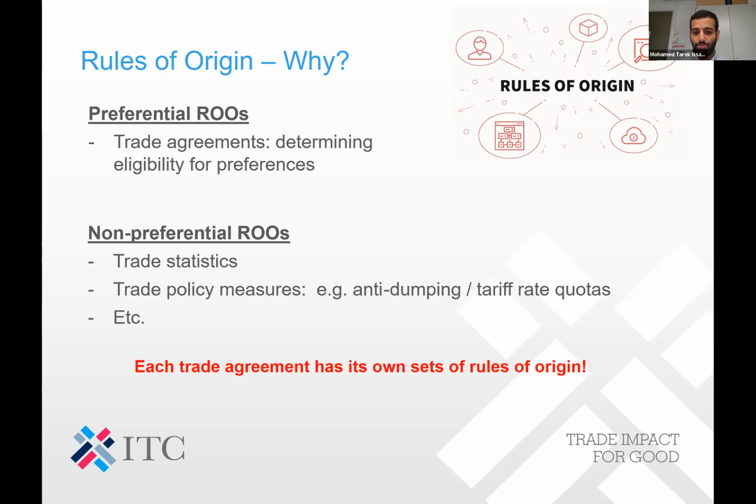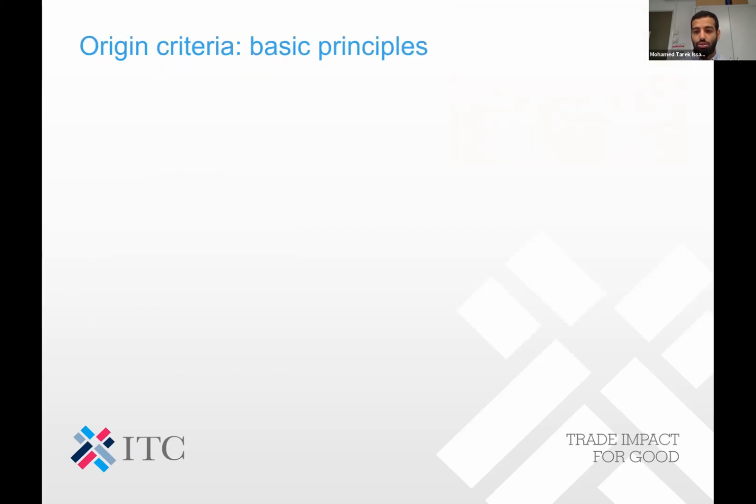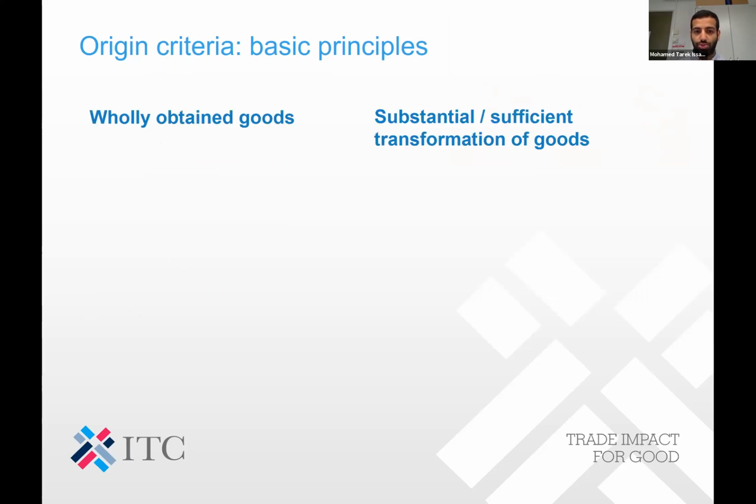But why might it be complicated when we talk about trade agreements? Because each trade agreement has its own set of rules of origin. First, let me show you how we determine the nationality of a good. We have two groups: wholly obtained goods, and substantial or sufficient transformation of goods when we have some non-originating components.